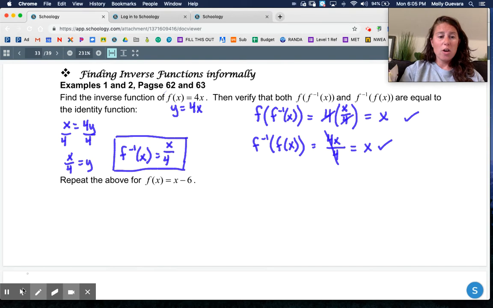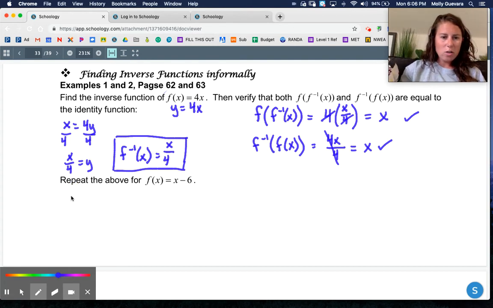Okay, so go ahead and try this one. You're going to repeat the same thing. You're going to find the inverse function by switching the x and y and solving for y. And then you're going to verify that they actually are inverses of each other. When you're ready, go ahead and hit play and we'll go over it.